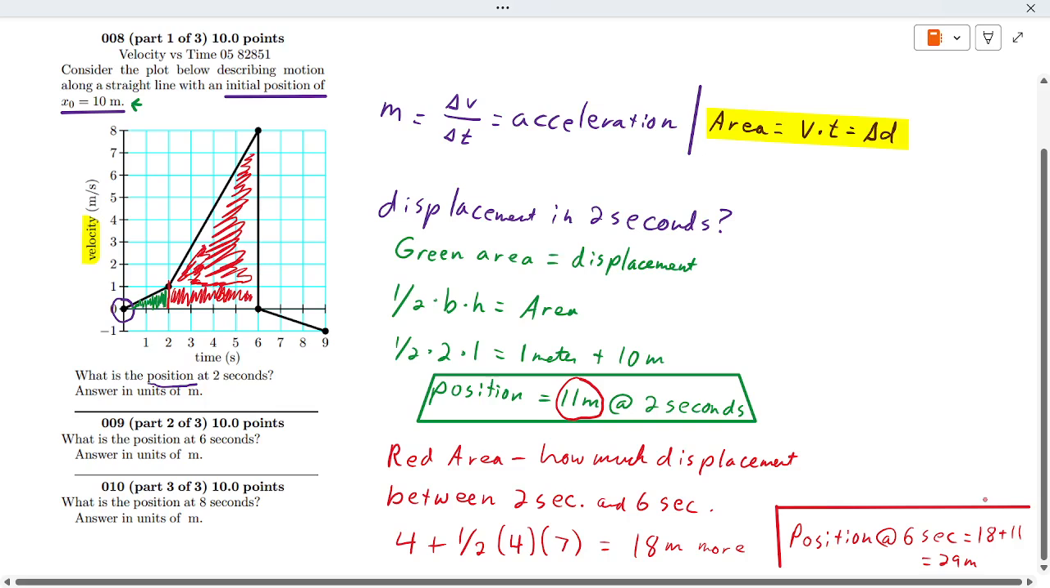All right, you can see how this is going to work. For number 10, it wants to know the position at 8 seconds, and so we need to combine 29 meters, which was the position at 6 seconds, with how far it travels in the next 2 seconds. However, there are two very confusing items that are going to be important for this next question.